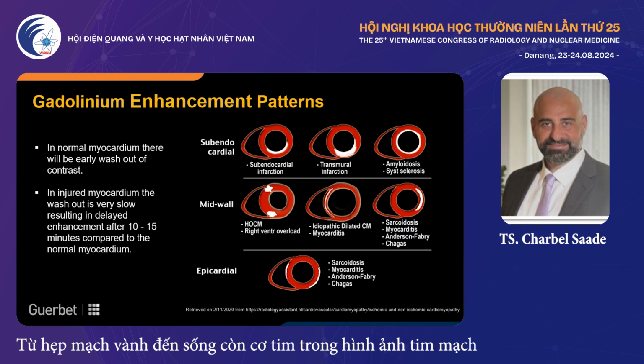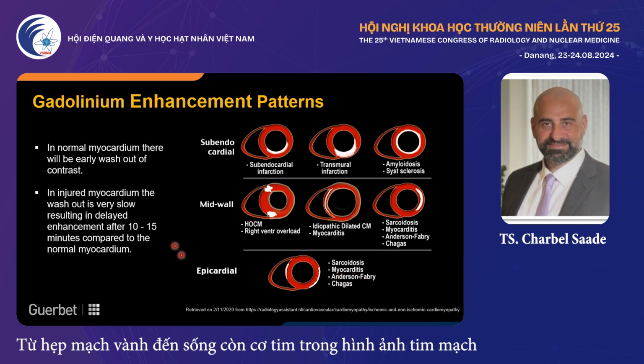You're looking at gadolinium enhancement patterns. You can look, for example, at right ventricular overload. You can have mid-wall, myocarditis, sarcoid or Fabry's or Chagas disease. If you have subendocardial, this is mostly due to systemic diseases such as amyloidosis or scleroderma, tumor infiltrations. And if it's epicardial, of course, you could have Fabry's, Chagas, and myocarditis.